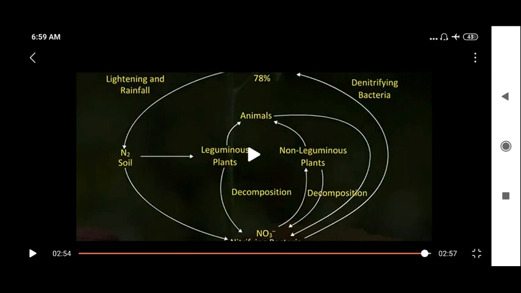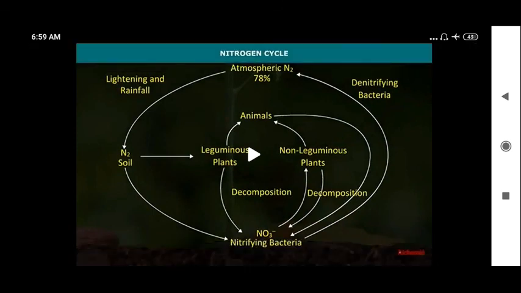As you can see in this picture, students, this is the atmospheric nitrogen cycle, where nitrogen undergoes different processes, starting from N2 and back to N2. This is a cycle. First N2 is converted into NO2 or NO3. That is done by the plants.